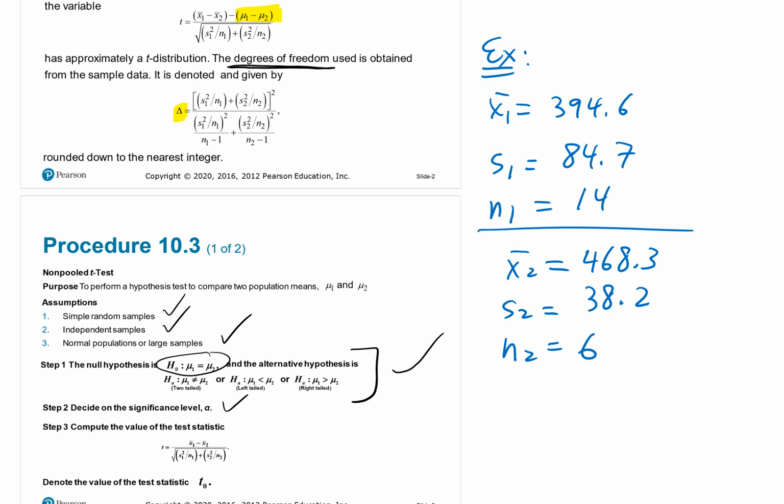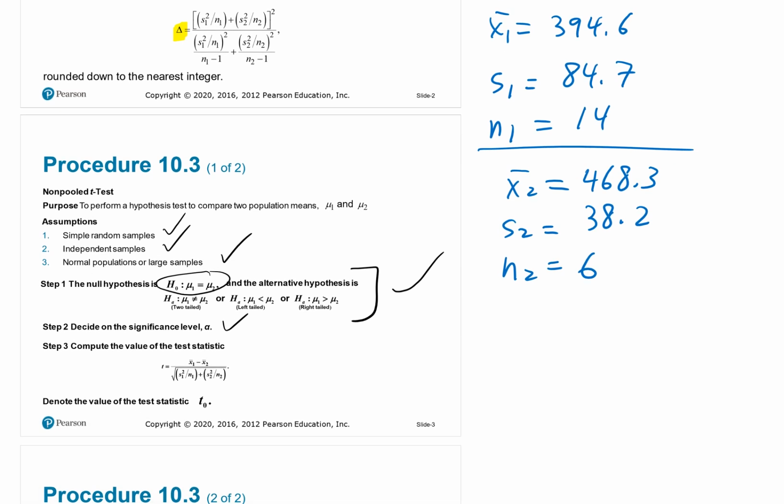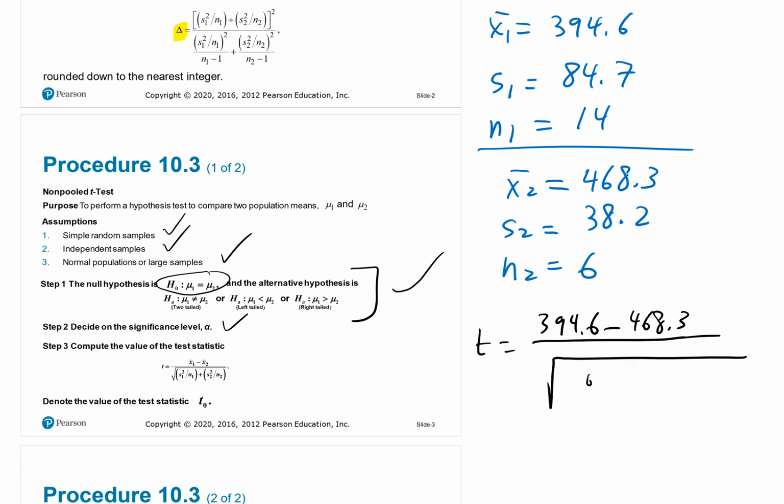What we need to find here is the test statistic t. They give us x1 bar, x2 bar, s1, so everything is given. All we have to do is substitute the values in to get the t-statistic. That's 394.6 minus 468.3 over the square root of 84.7 squared over n1 plus 38.2 squared over 6, and I'm going to put that in the calculator, rounding to 3 decimal places.